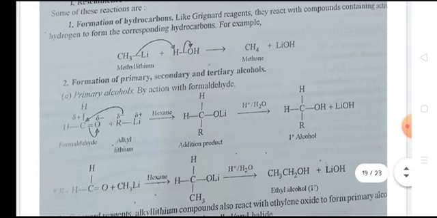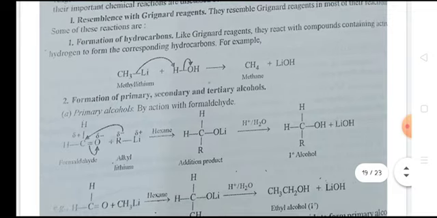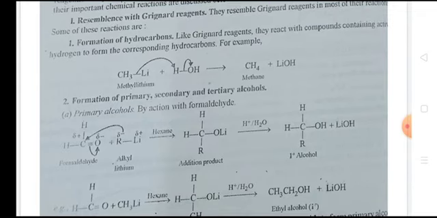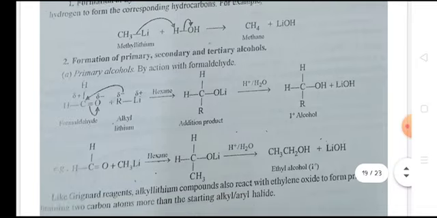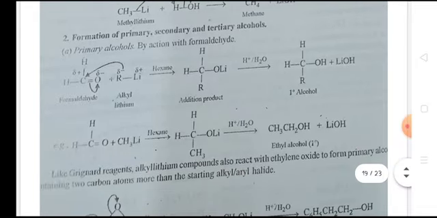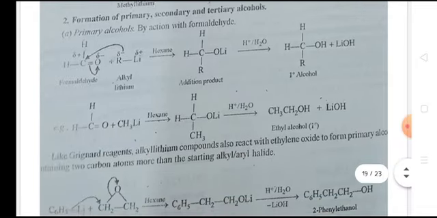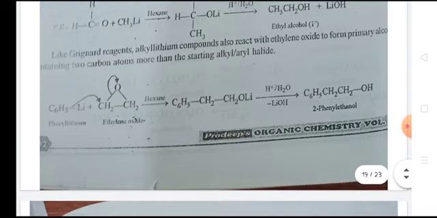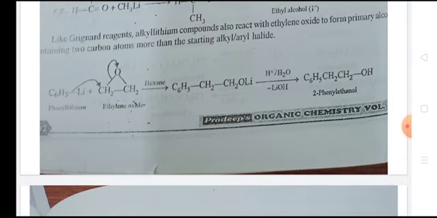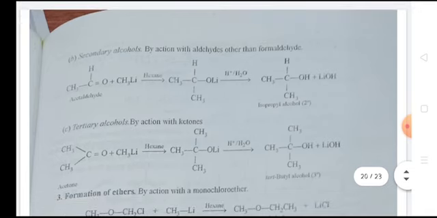First, formation of hydrocarbons. Like Grignard reagents, they react with compounds containing active hydrogen to form the corresponding hydrocarbons. Second, formation of primary, secondary and tertiary alcohols. A, primary alcohols by the action with formaldehyde. Like Grignard reagents, alkyl lithium compounds also react with ethylene oxide to form primary alcohols containing two carbon atoms more than the starting alkyl halide.